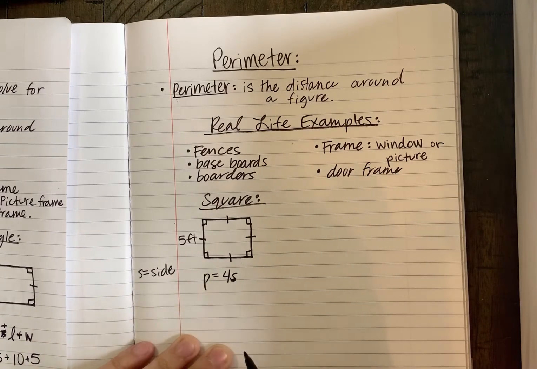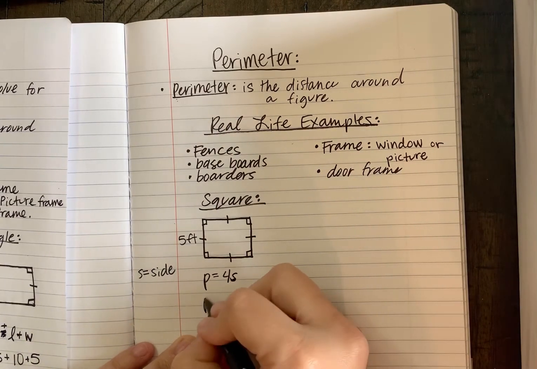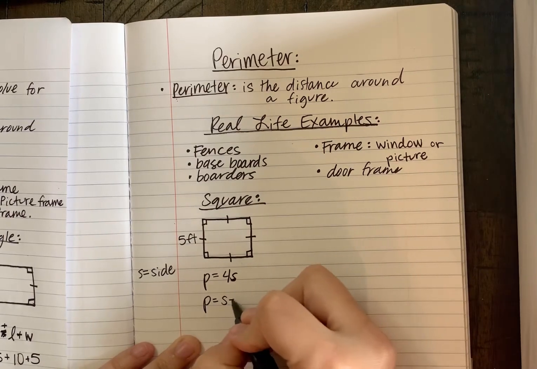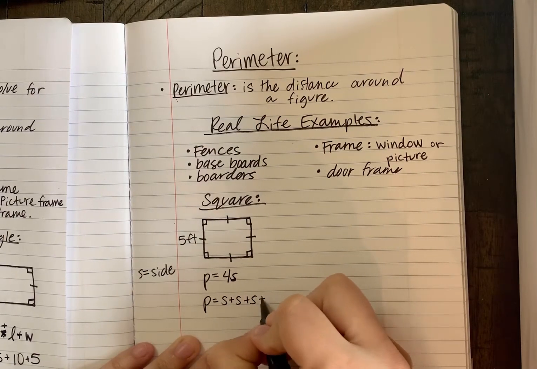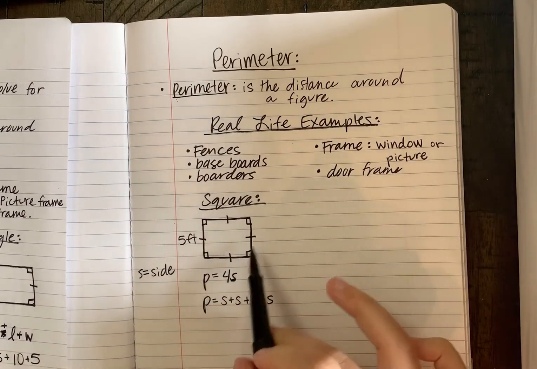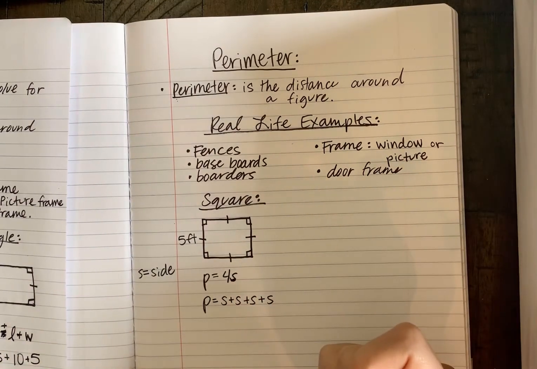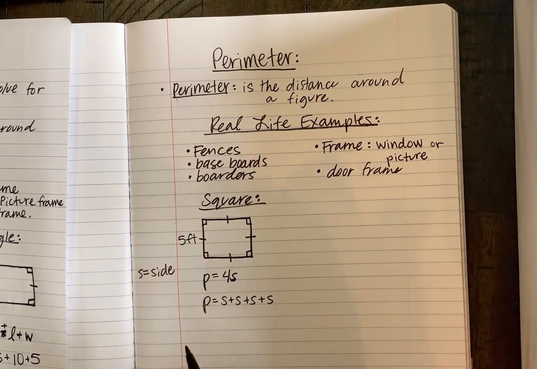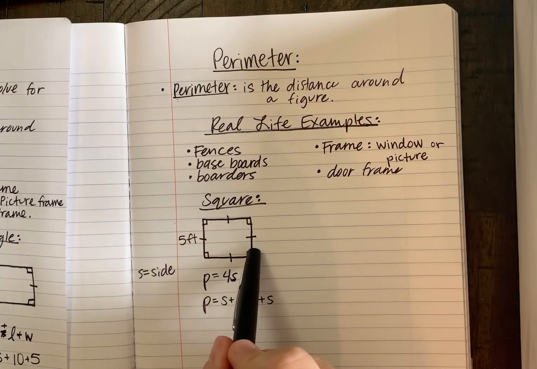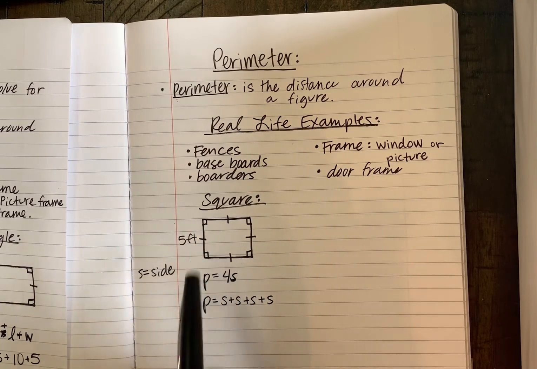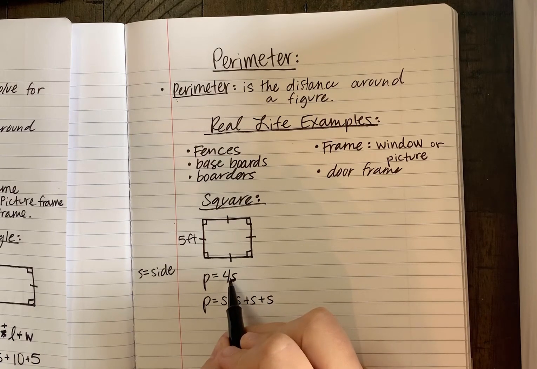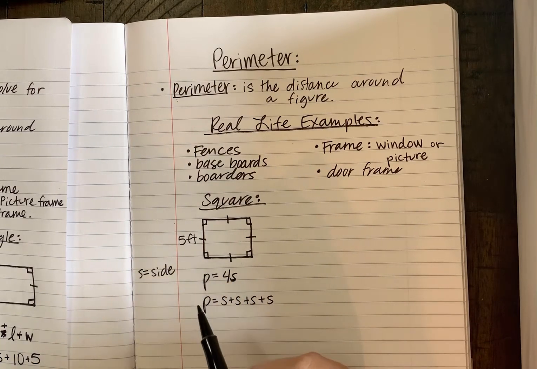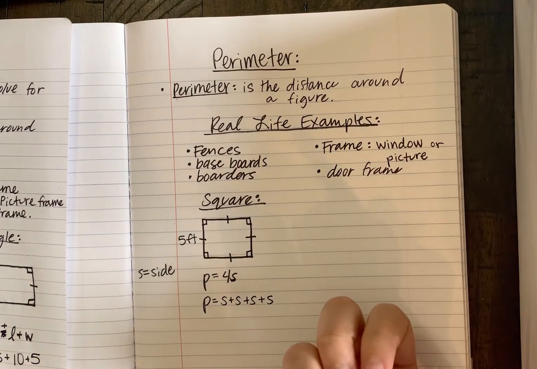So 4 times 5. Another way they could write it is side plus side plus side plus side. That just means that you're going to add all 4 sides. So once again, that would be 5 plus 5 plus 5 plus 5. So perimeter is the outside, the distance around a figure. Either you have to do 4 times the side length, which would be 5 feet in this case, so 4 times 5, or just add it up 4 times.